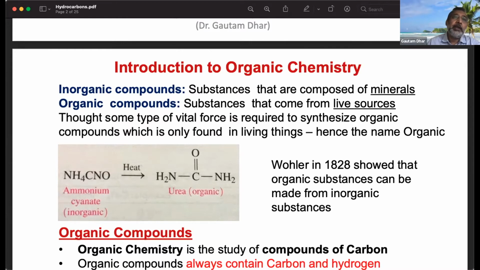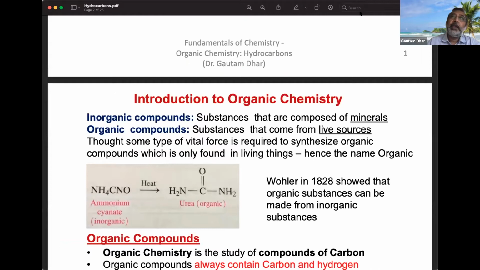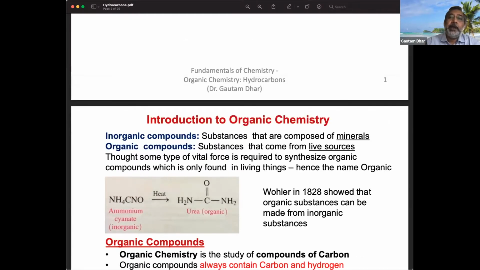The name organic came because it was thought that these compounds can only come from organic, that means from life forms. So it's not possible for us to make them unless there is divine intervention. The divine intervention concept was later discarded because Wohler in 1828 could make urea, which is an organic substance, in the lab, and showed that organic substances can be made in the lab by human beings.